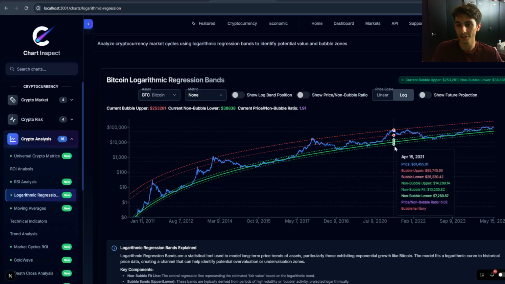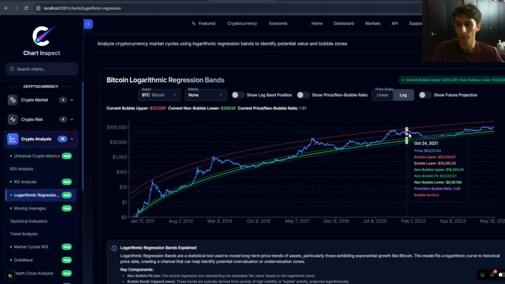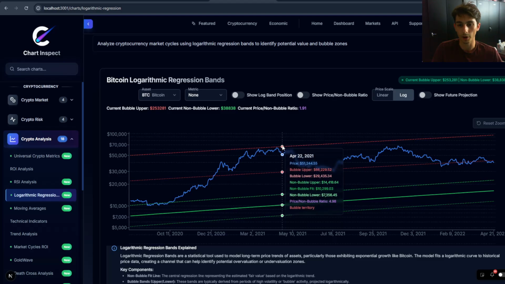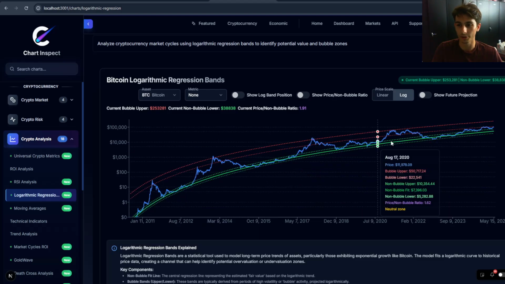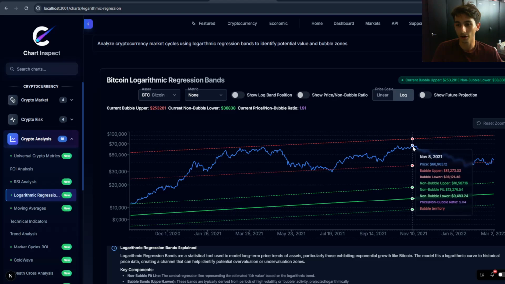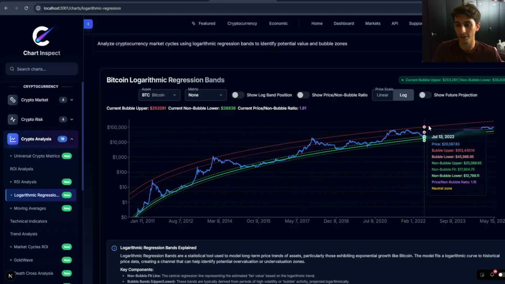And you can even see last cycle. So I've refit it to this cycle. Essentially, you can see that we hit that upper. We didn't necessarily go above it, but we got into the bubble lower and bubble upper zones here when Bitcoin hit 63K for the first time. And even though we hit 69K around half a year later, we weren't anywhere close to where the value was on the logarithmic regression trend line, because the trend line curves up with time.